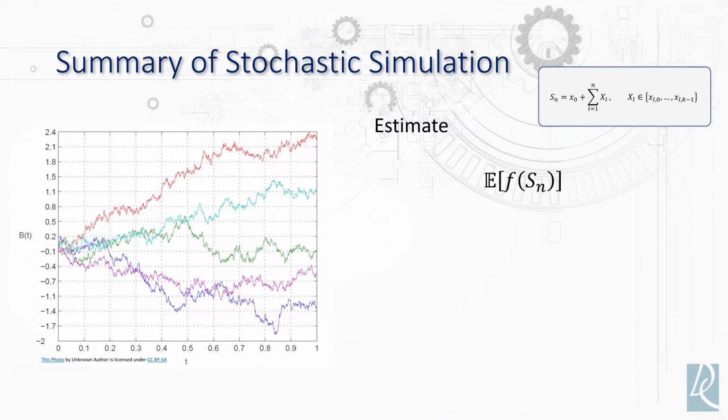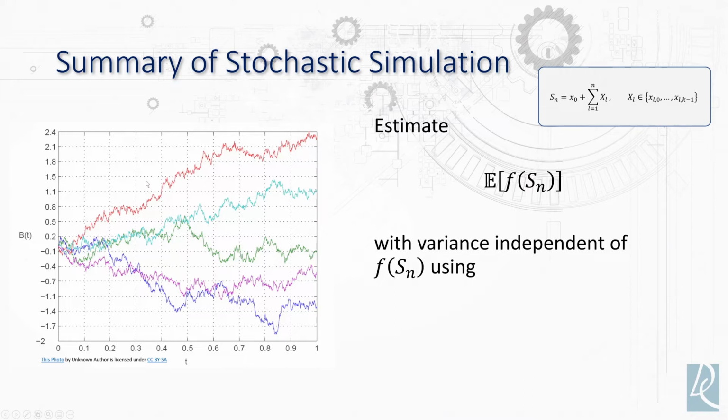Indeed, when we talk about this here, we are interested in such processes that resemble, for example, a Brownian motion or a discrete version of it. We show that we can estimate this expectation value with a variance that actually is independent of f of Sn using a quantum computer and Fourier series.